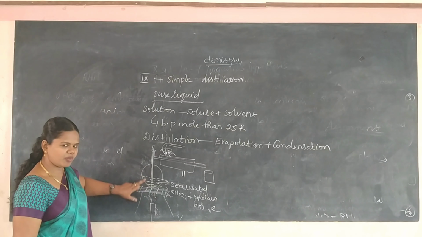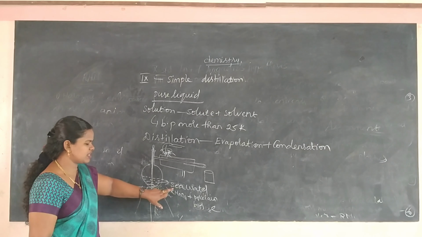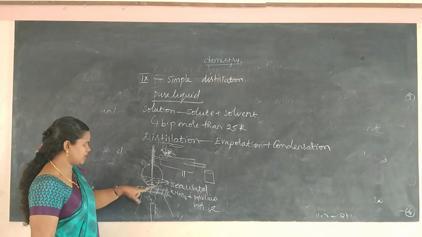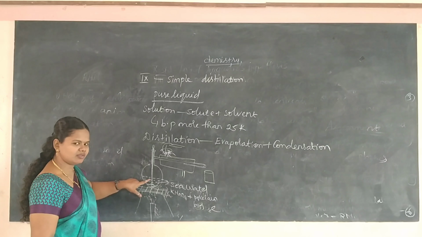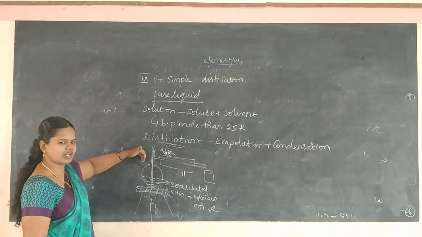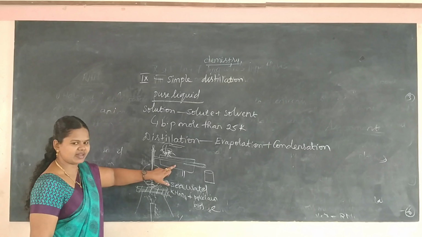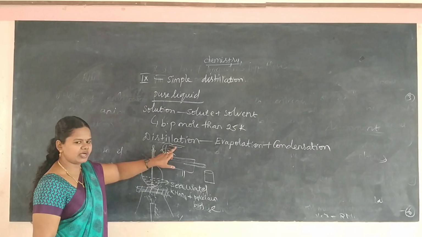In that you place a round bottom flask in which we have sea water. You add porcelain bits and a pinch of potassium permanganate. And we insert a thermometer, and then this tube is connected to a condenser, and the inlet is connected to a tap.